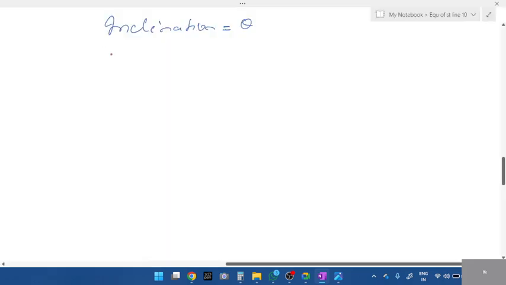Inclination means angle. Then slope or gradient. There are two ways to find slope or gradient. The meaning is the same, and the letter given to it is m. When theta is given, how do you find m? m is equal to tan theta.